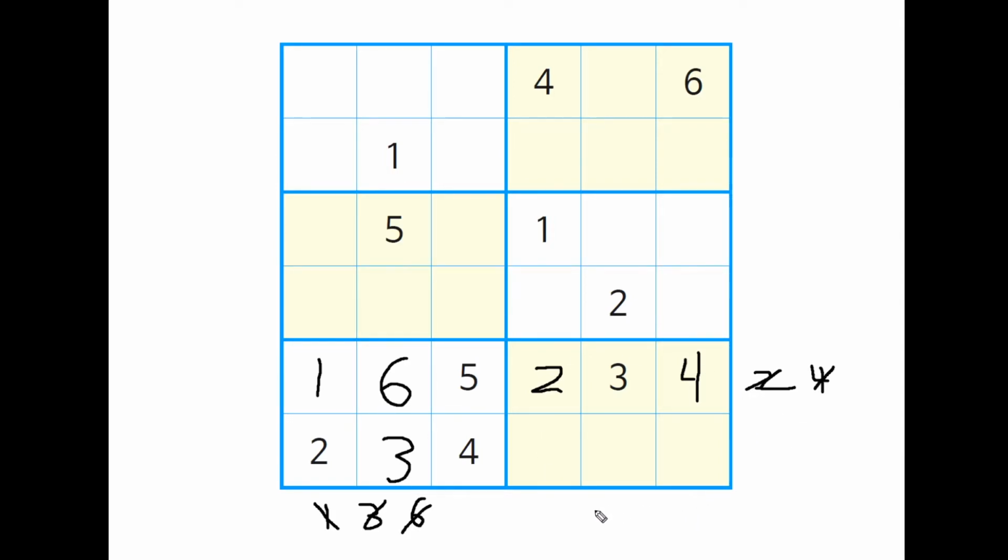Now in the 6th block, it's missing the numbers 1, 5, and 6. Let's see which numbers can go where. The number 1 can only go in this cell or this cell because of the number 1 in the 4th column. The number 6 can either go in this cell or this cell because of the number 6 in the last column. And the number 5 can go in any of these cells.